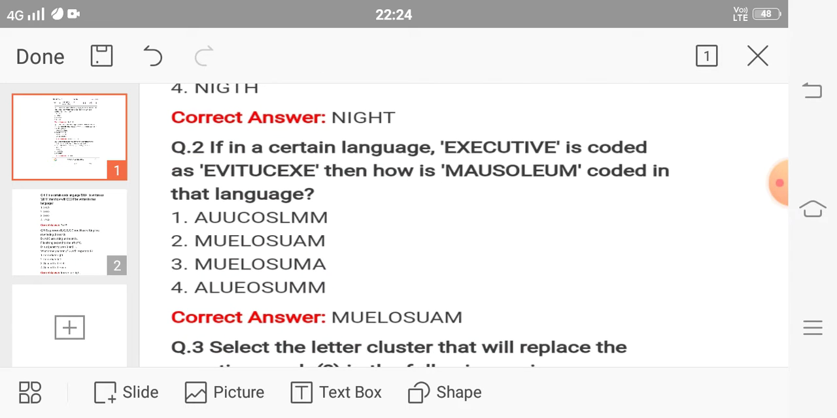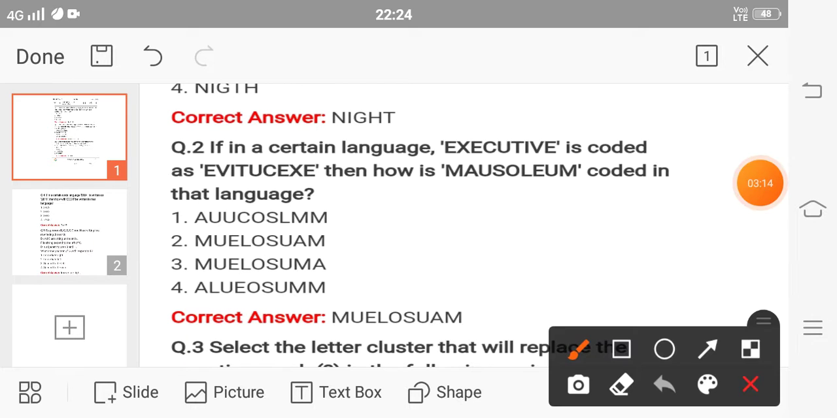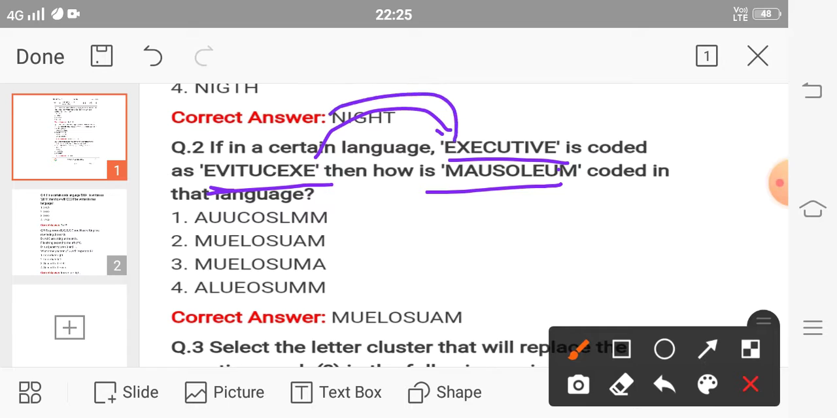Next, if in a certain language EXECUTIVE is coded as EVITUCEXE, then what is MOSTLY coded as in that language? When we observe here, the first letter is the last letter of this word. That means E is here and X is here. So the letters are arranged in reverse order.